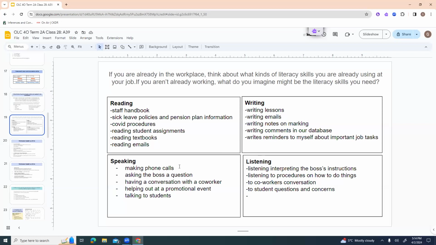tasks. For speaking, make phone calls, ask the boss a question, have a conversation with a coworker, help out at a promotional event, talk to students. Listening: I might need to interpret the boss's instructions, listen to procedures on how to do things, listen to coworkers' conversations, listen to students' questions and concerns.